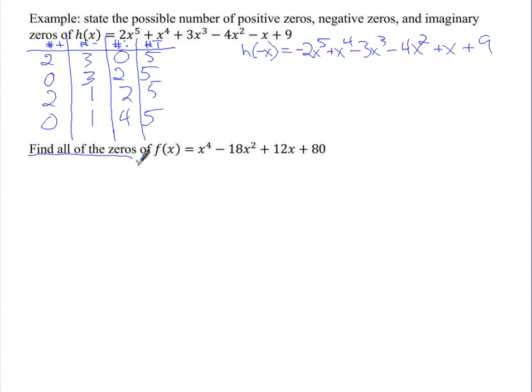The directions switch. From state all the possible number of positive, negative, imaginary zeros, we switch to find all the zeros. In order to do this, we're going to apply Descartes' rule of signs and the rational root theorem together on this problem to help us narrow down the search. Because I have this 80 sitting right here, and there's a lot of factors in 80. Okay? I'm trying to narrow the search down as much as I possibly can. P's and Q's and P over Q. Start with P.